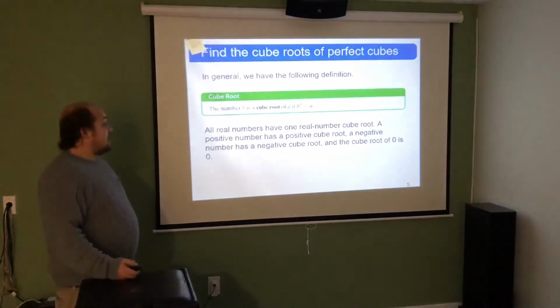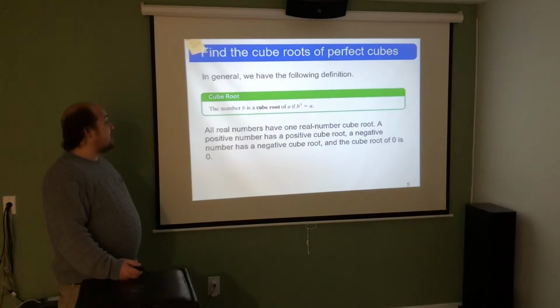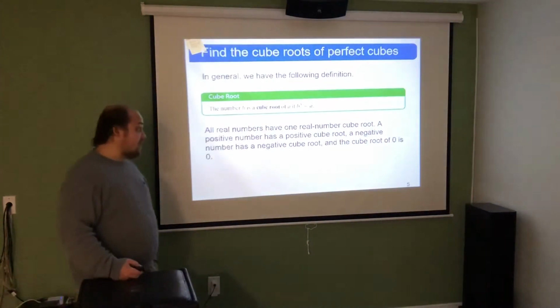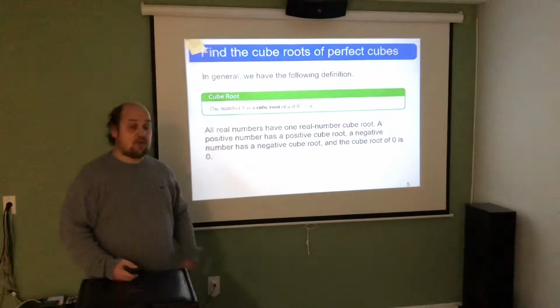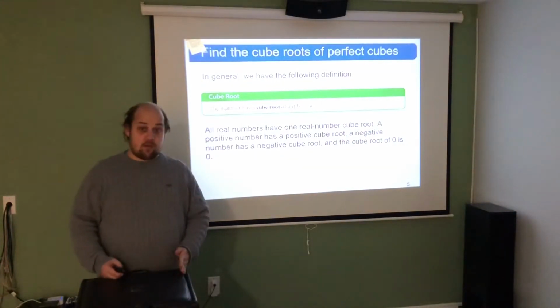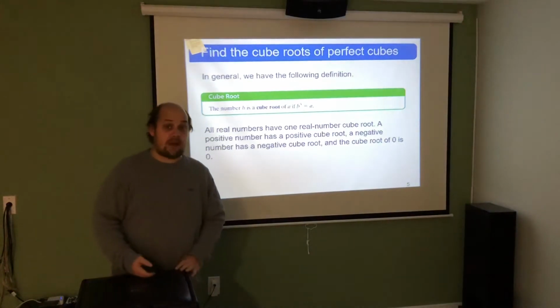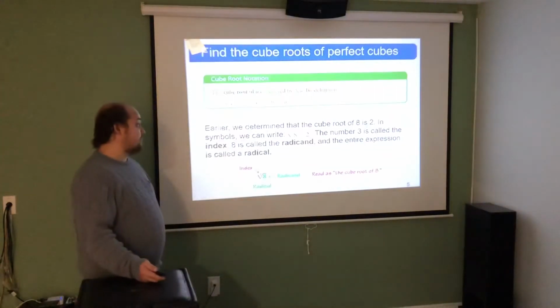The number b is a cube root of a if b cubed equals a. All real numbers have one real number cube root. A positive number has a positive cube root, a negative number has a negative cube root, and the cube root of 0 is 0. So unlike square roots, where technically we add both a positive and negative answer, there's only one possible answer to these cube roots.